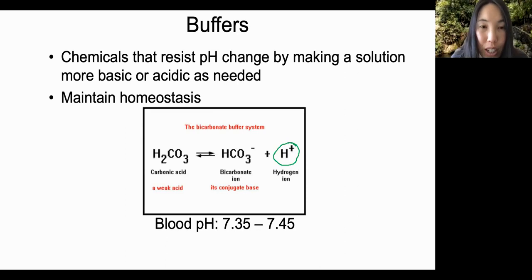In the opposite direction, if your blood pH becomes too acidic, so if it drops below 7.35, your bicarbonate buffer system can then make more carbonic acid and therefore eliminate more hydrogen ions, making your blood less acidic and bringing it back into the homeostasis range. So that's the hallmark of a good buffer. Again, it can make the solution, such as blood, more basic or acidic as needed, keeping your body in homeostasis in terms of pH.